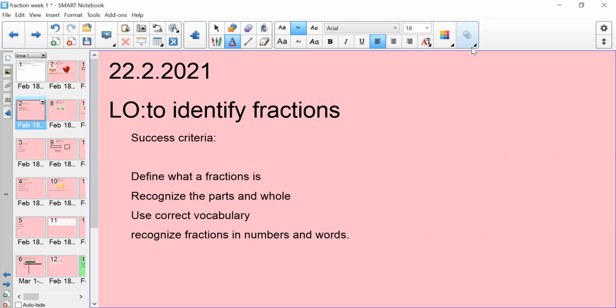So this term, we're going to be looking at fractions, which you would have been introduced to throughout Year 1, 2, and 3. So today we're just going to revise what a fraction is and refresh your memory on all the things that you've learned so far. So your success criteria is to define what a fraction is, to recognize the parts and the whole, to use the correct vocabulary, and to recognize fractions in numbers and words.